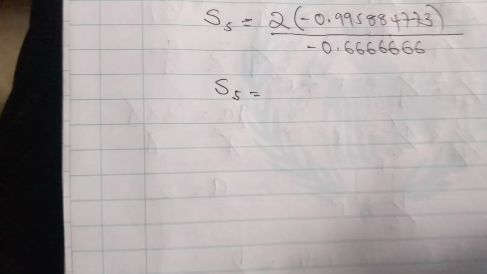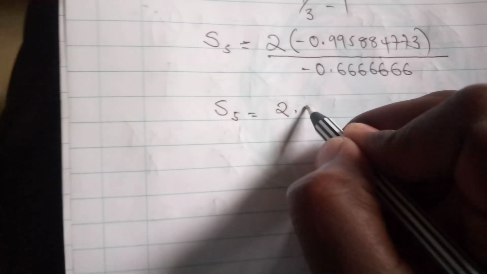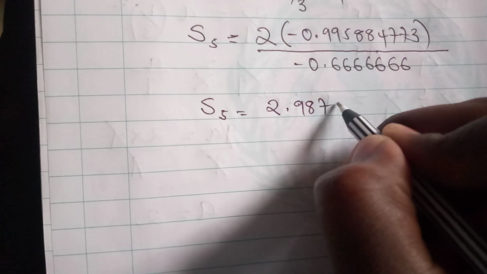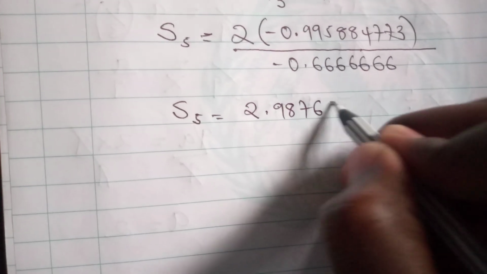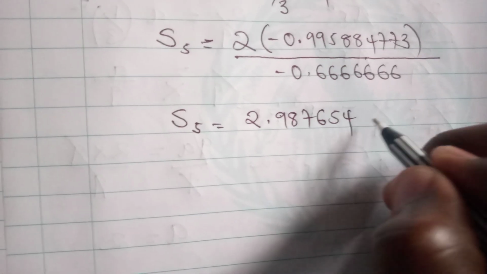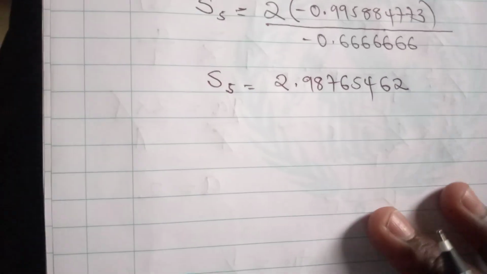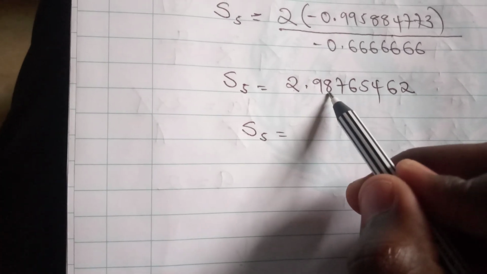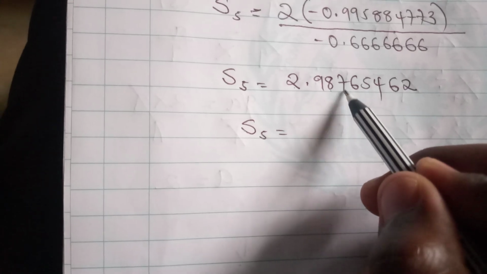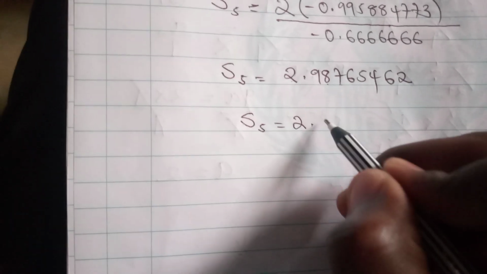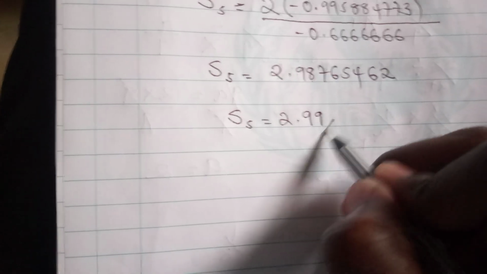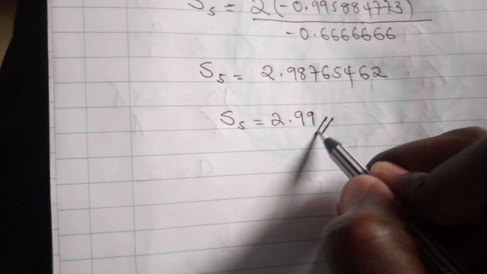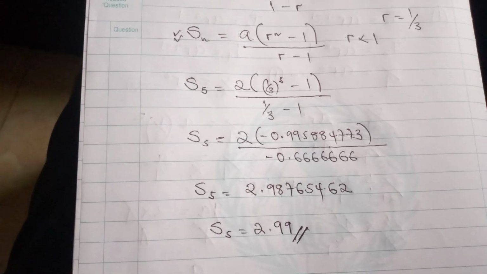Then you can simplify everything and you're going to obtain 2.98765462. Make sure your final answer is in 3 significant figures. So 1, 2, 3. If the next number is above 5, you add 1 to the last digit, that is 2.99. This is your final answer for the sum of 5 terms. That is the required solution for the second one.